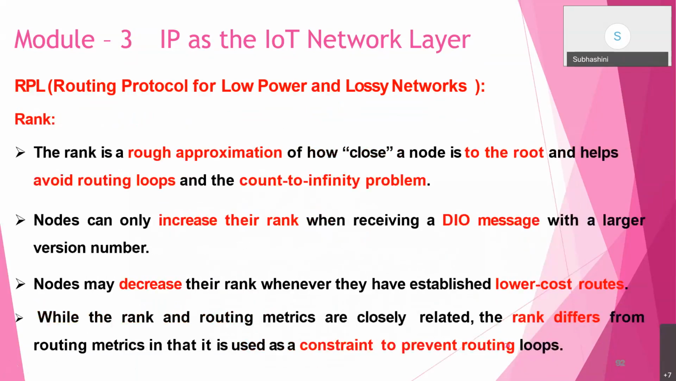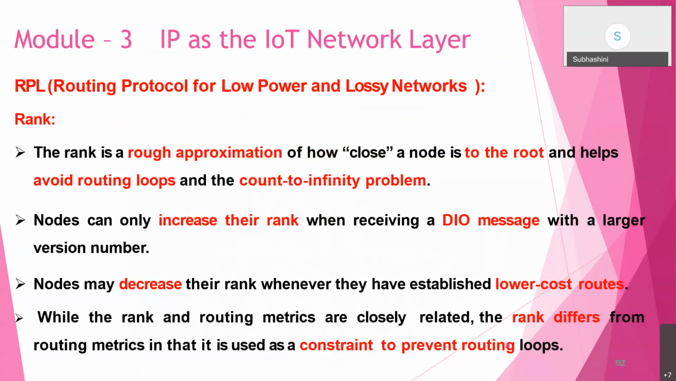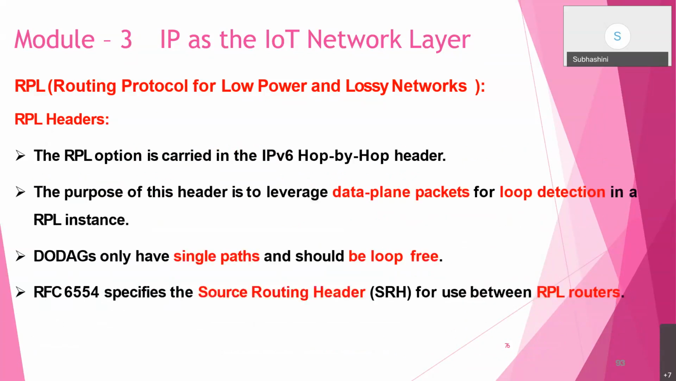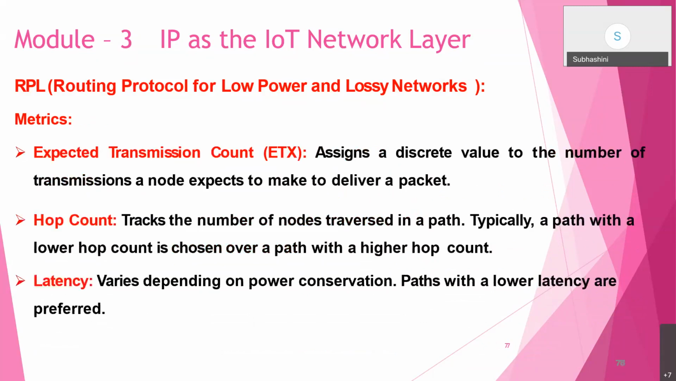And this RPL has certain features, like it has its own objective function. It's nothing but the metrics you're using for selecting the routes. And it has rank. Rank tells the distance, how close a node is to the root. Okay. And it has its own headers. Okay. Header structures or header formats. And it has its own metrics, as we told, metrics for routing, maybe in terms of battery, maybe in terms of the routing protocols suggested, subrouting protocols which you use. Okay. And one of the metrics that can be used for routing is definitely ETX, expected transmission count.